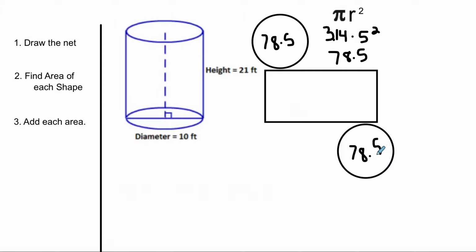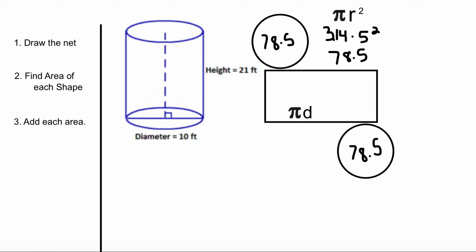Now we need to find the area of the rectangle. Well, we know the rectangle's height is 21 feet. We need to find the rectangle's base. The rectangle's base is the circumference because it wraps around these circles.